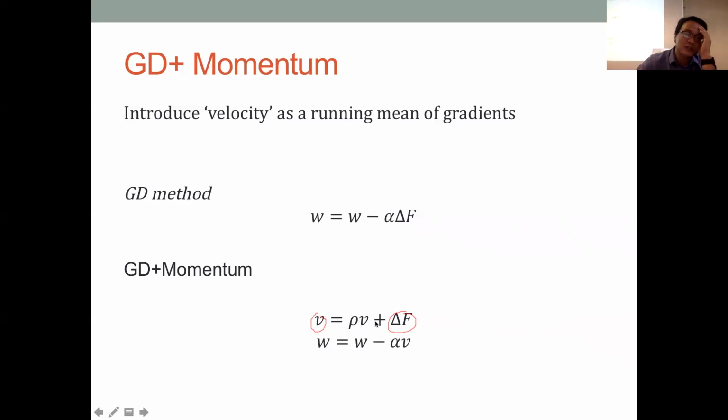Then you will update W, the parameter, by learning rate times V, the learning rate times velocity. If the speed is high, you update high. If the speed is low, you update smaller. So the V will be also positive or negative. Let's say if in the previous 10 iterations all the gradients are positive, the velocity will be positive as well.